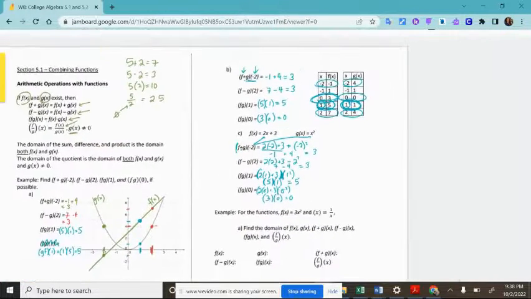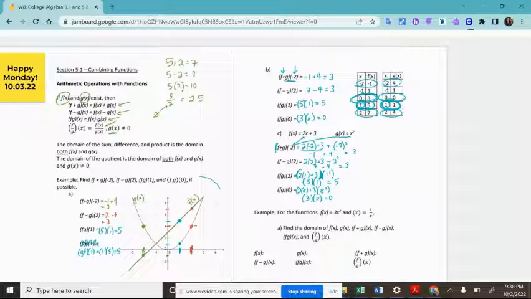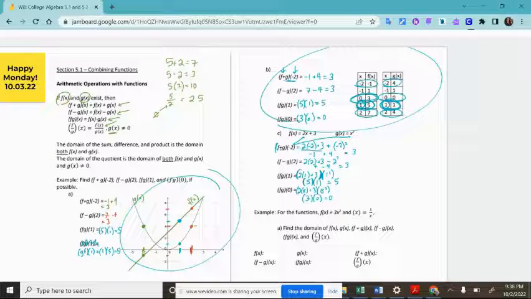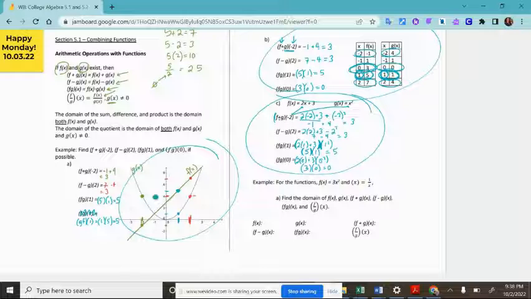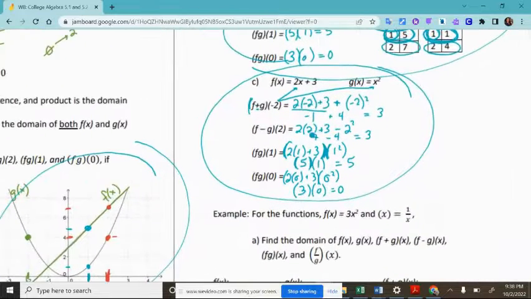So whether we do this from a graph or from tables or from equations, if they ask you to do the same thing, f plus g of negative 2, if it's the same equation every time, then you're going to get the same answers, right? It's the same method, whether it's from a graph or a table or the actual equation.